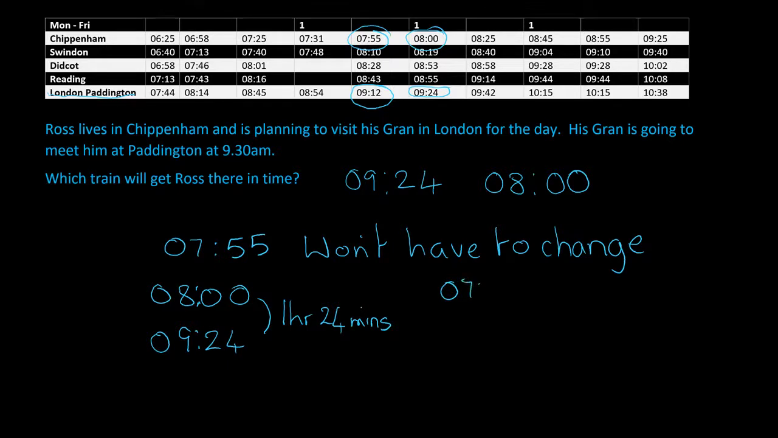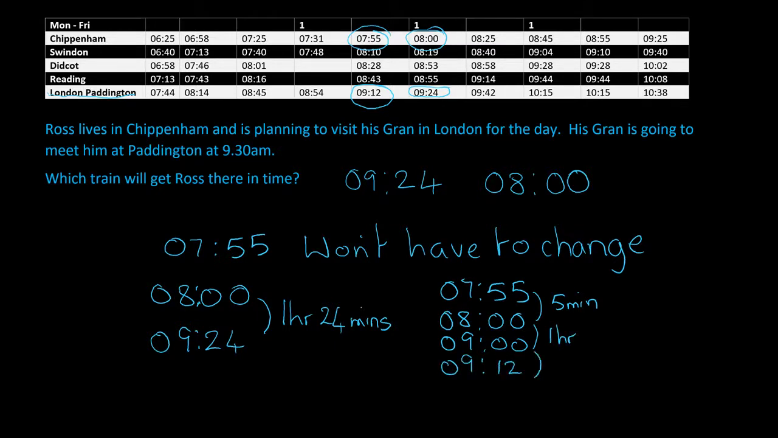Now let's work out the 0755. Now it gets in at 0912. So that's not quite so straightforward. So we're going to bridge. We'll go to 8 first of all. That's 5 minutes. Then we'll go to 9. That's 1 hour. And then 9:12 is another 12 minutes. So altogether that one takes 1 hour and 17 minutes. So technically that one is a faster train.